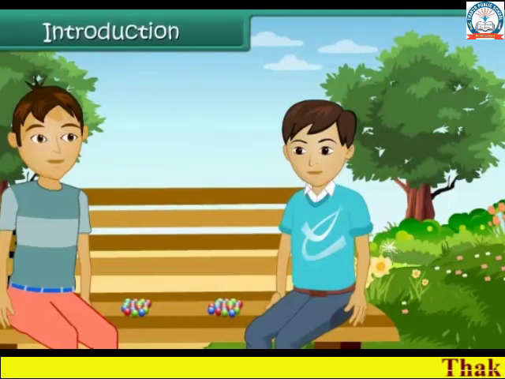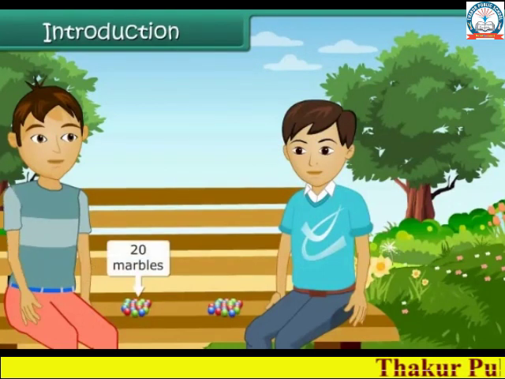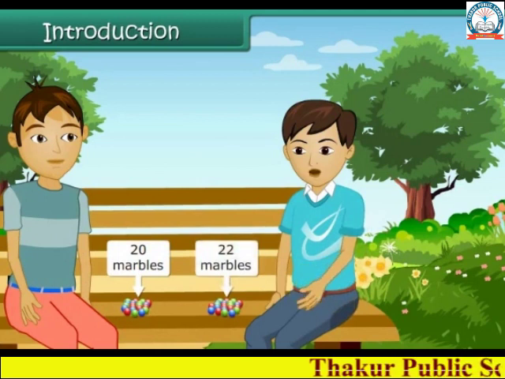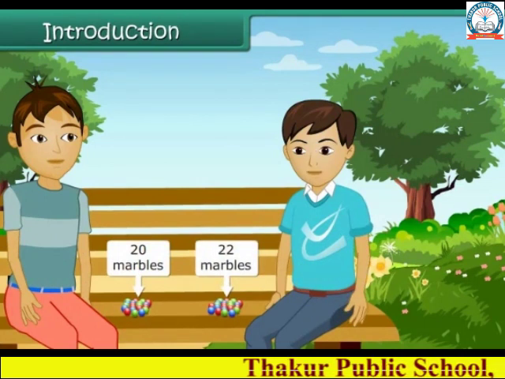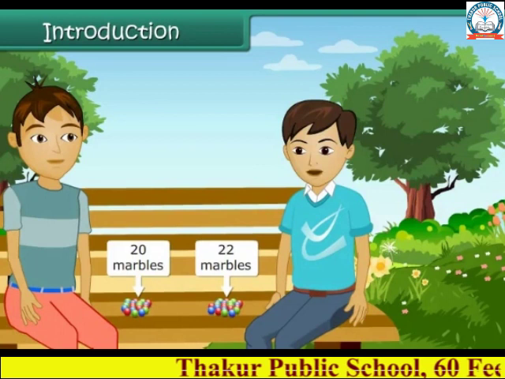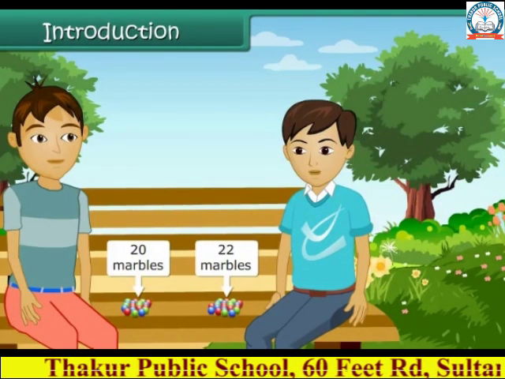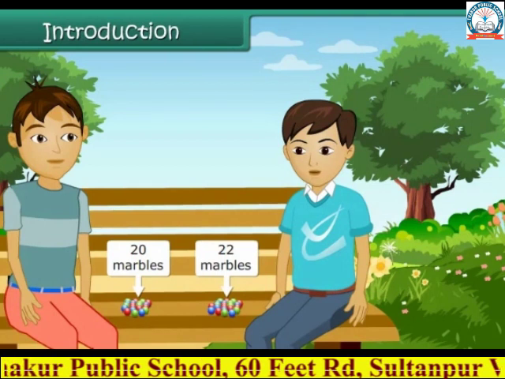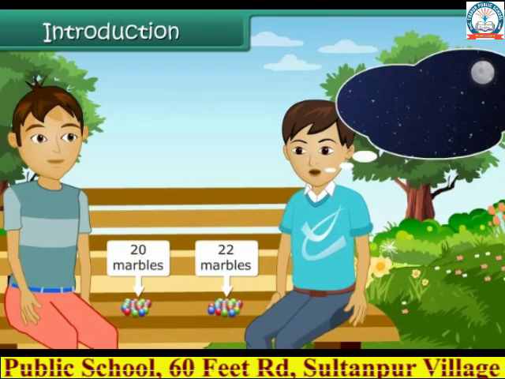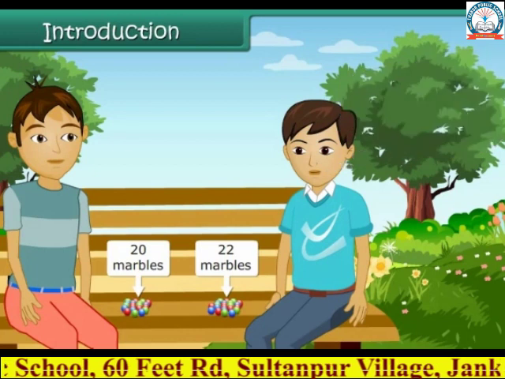Introduction. I have 20 marbles. I have 22 marbles. Wow, I have more than you. We can count the things around us, like vegetables, cars, etc. Certain things cannot be counted, like stars in the sky, hair on our head, etc.